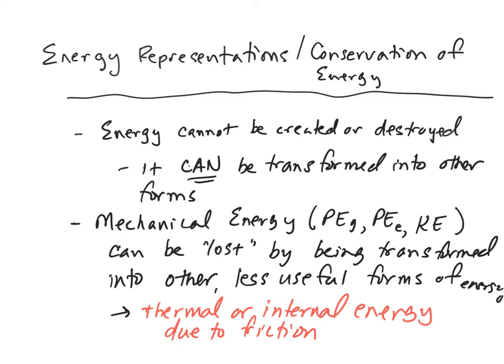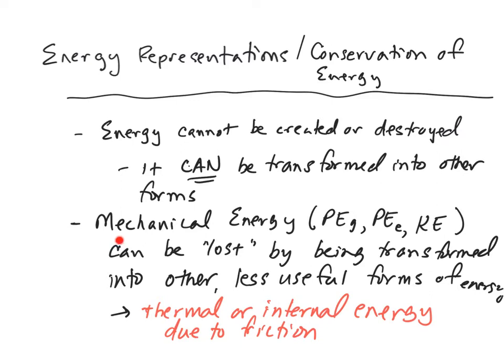And as we've talked about in previous screencasts, energy can't be created or destroyed in the universe. So whatever energy existed after the Big Bang still exists in the universe. It can be transformed into other forms. So it can be turned into chemical or thermal energy, heat. Chemical energy can be turned into kinetic energy like gasoline in your car, things like that.